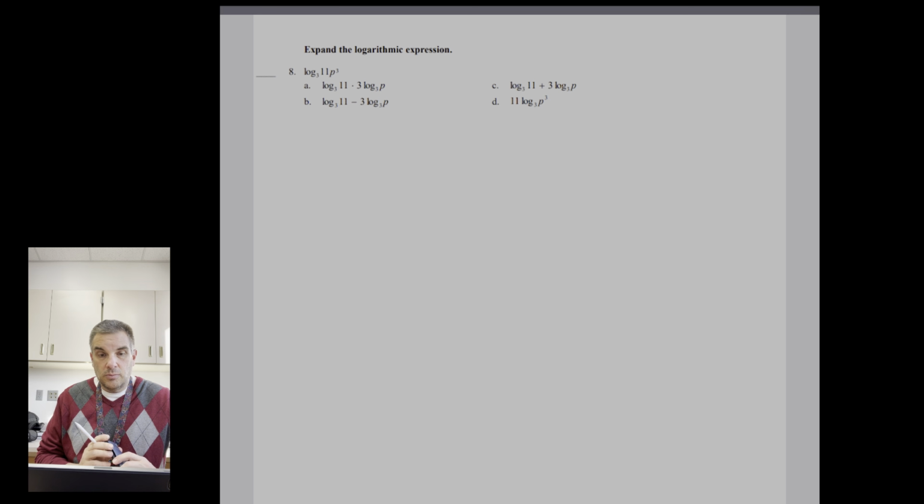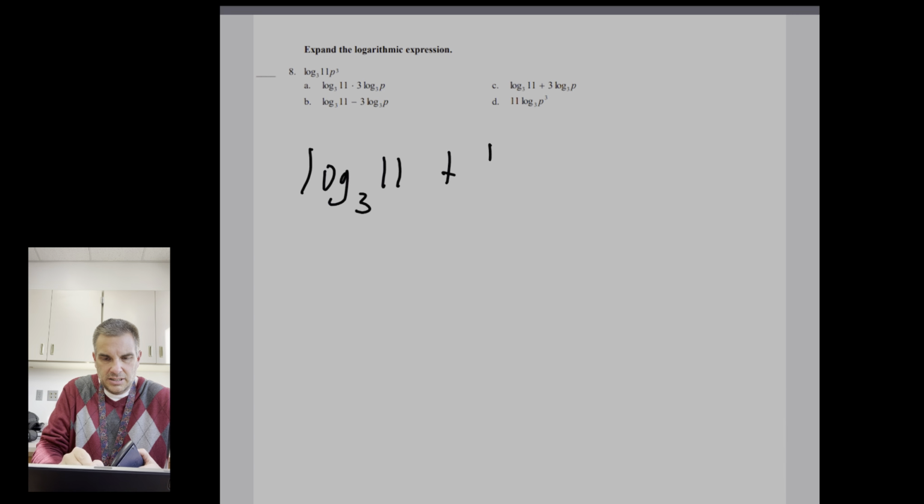Number 8, write in expanded form. Okay, so we've got log base 3 of 11p to the third, so we've got a multiplication of 11 and p to the third. So I could write that as log base 3 of 11 plus log base 3 of p cubed. I've got that because remember, when you multiply, you add.